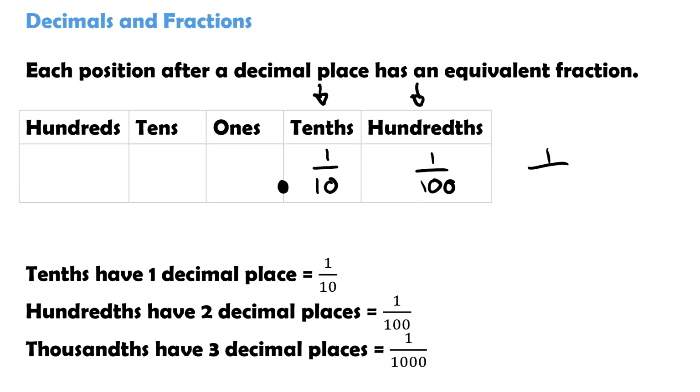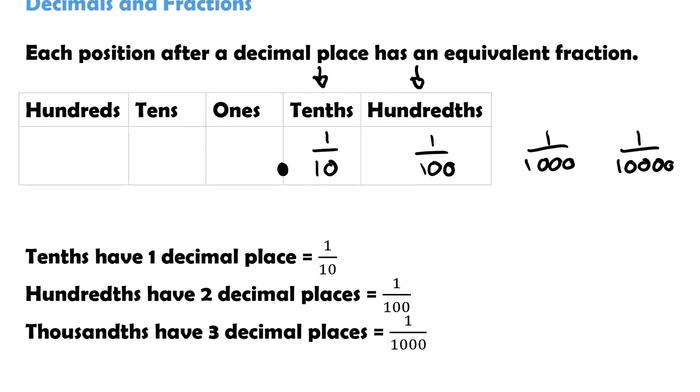And then the next one's 1 over 1,000 for a thousandth. Then you have 10,000ths, which is 1 over 10,000. So as you can see, each ten is going up by an extra 0. We start at 10, then 100, then 1,000, then 10,000. Now we use this when we're going from decimals to fractions and vice versa.